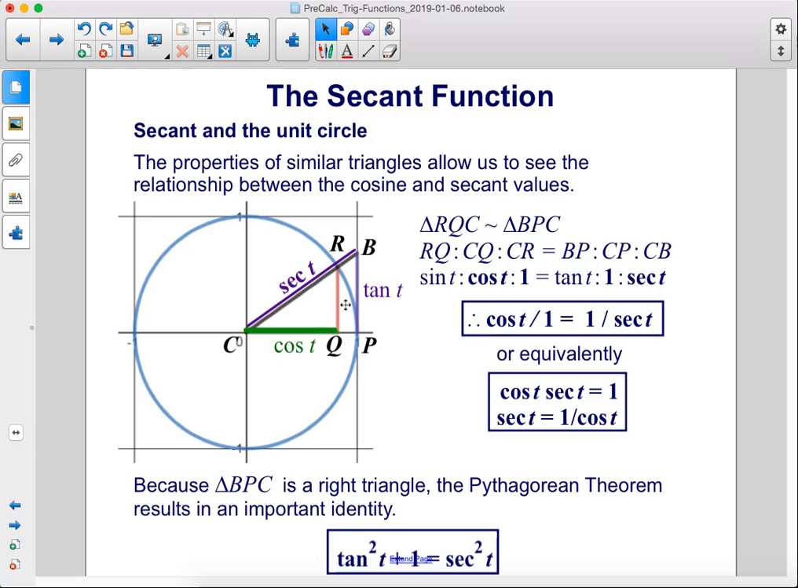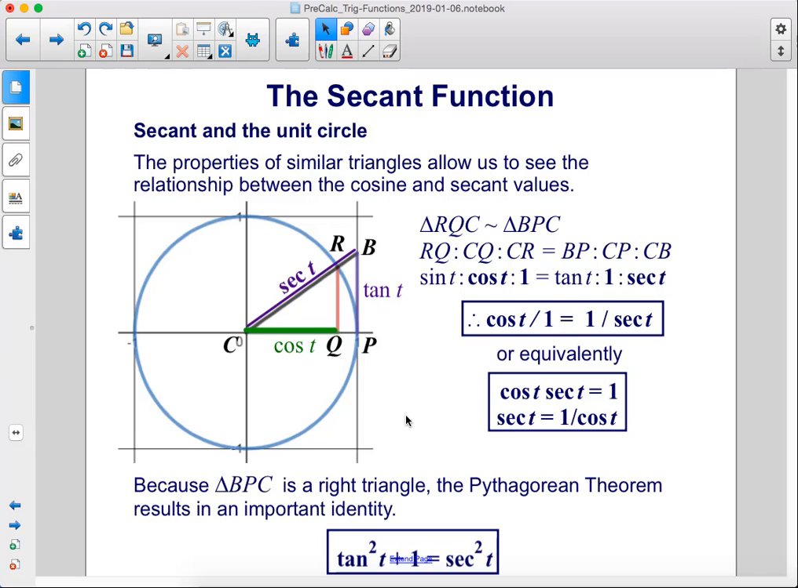So we have sine t is to cosine t is to 1, as tan t is to 1 is to secant t. So therefore, cosine t divided by 1 equals 1 divided by secant t, or equivalently, cosine t times secant t is 1, or secant t equals 1 over cosine t.